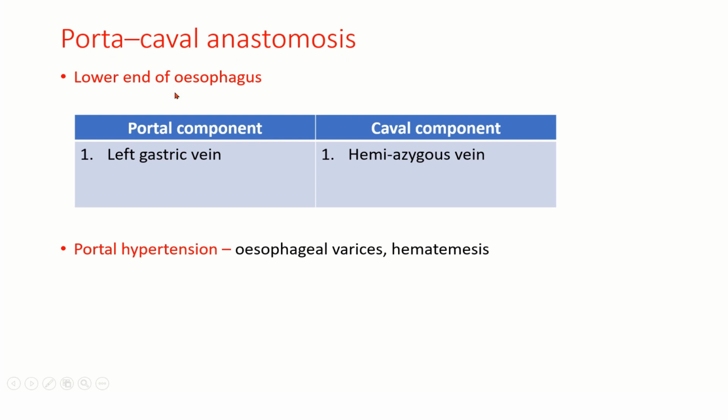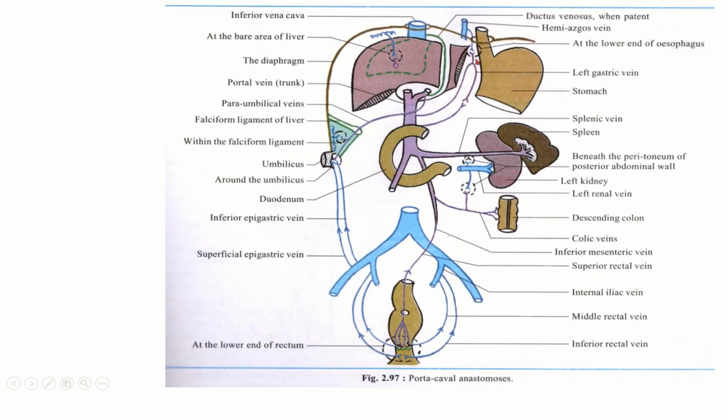If you see the lower end of esophagus, the left gastric vein is the portal component and the hemiazygos vein is the caval component. The esophageal branches of the left gastric vein and hemiazygos vein will anastomose. In portal hypertension, there will be esophageal varices, which after rupture lead to hematemesis. You can see here, this is the left gastric vein, esophageal branches of the left gastric vein, and the esophageal branches of the hemiazygos vein. To be specific, tributaries of these two veins are joining at the lower end of esophagus. This will be the portal component. This will be the caval component.